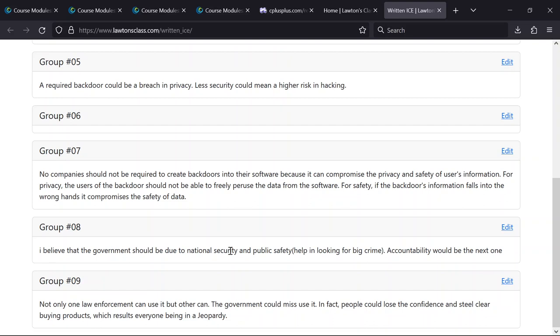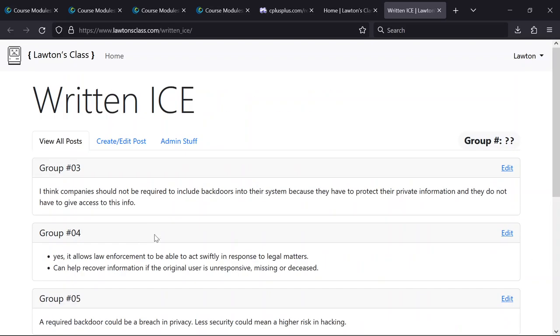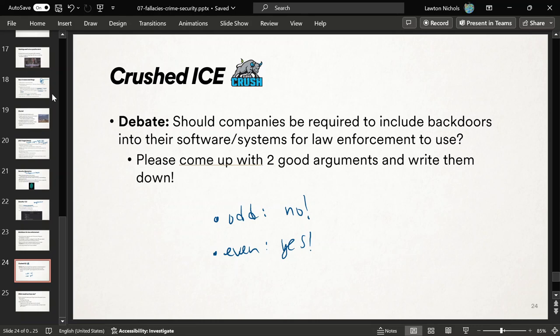And then, let's see, I believe the government should have it due to national security and public safety, to help in looking for big crime. Yeah, so it would help solve crime issues. That's the idea. And hopefully there's a paper trail. Yeah. So these are great thoughts. Any questions about any of this? Hopefully it was easy to find some arguments in either case.